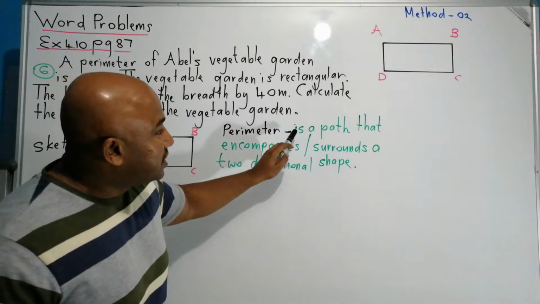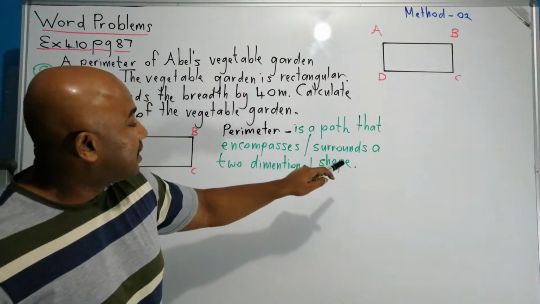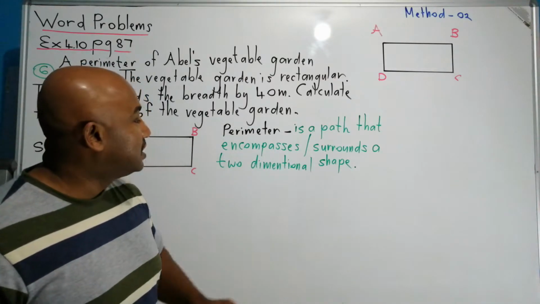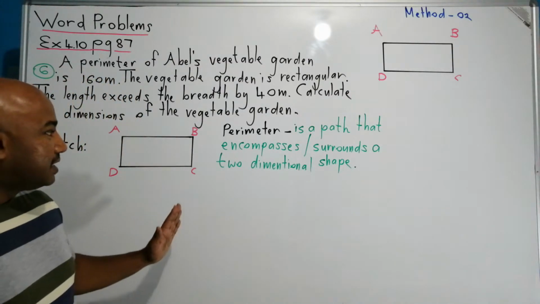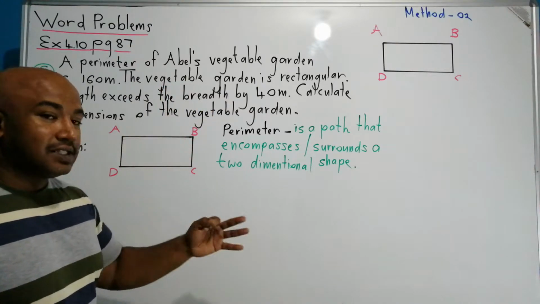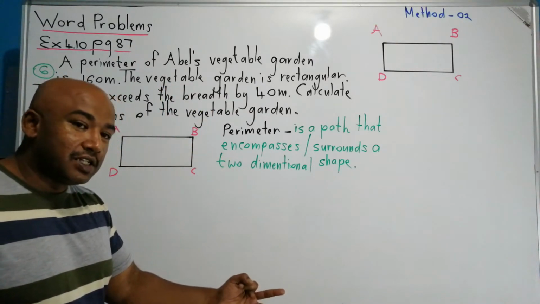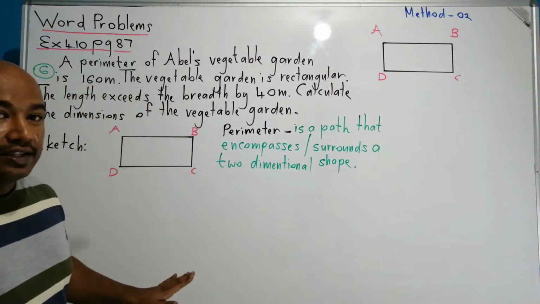Here's the formal definition. A perimeter is a path that encompasses or surrounds a two-dimensional shape. What is a two-dimensional shape? It's a shape that has some sort of length and breadth. What's a three-dimensional shape? A three-dimensional shape has length, breadth, and height. This only has length and breadth.